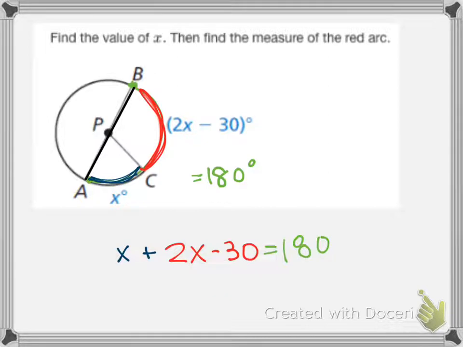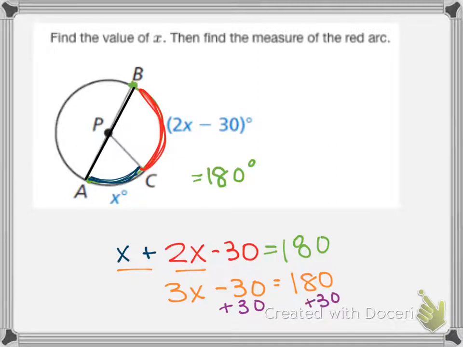So we're going to combine like terms. x and 2x make 3x, drop down the minus 30, add 30, you get 210, so 3x equals 210, divide by 3, and x equals 70. So that's the first part.